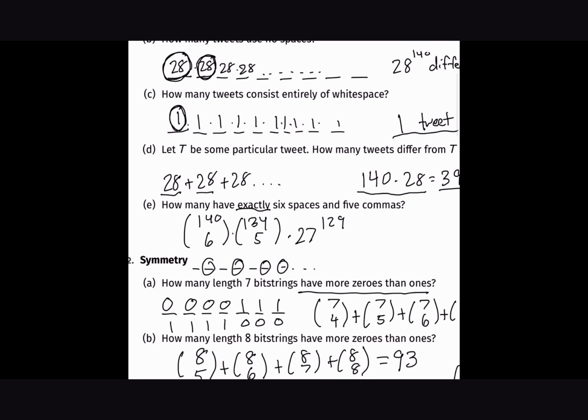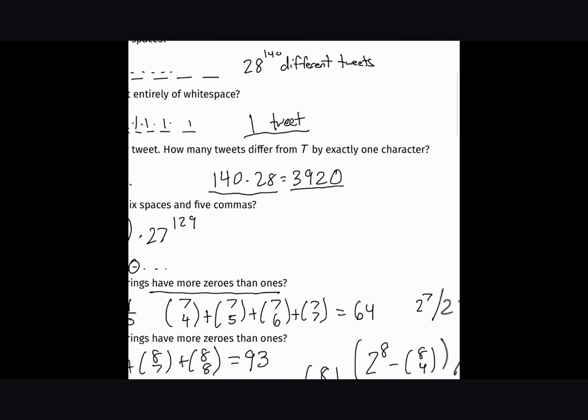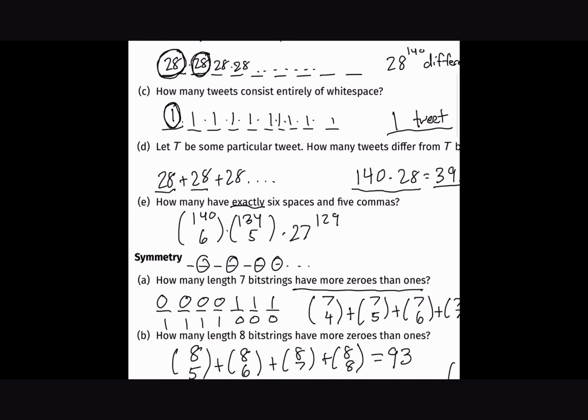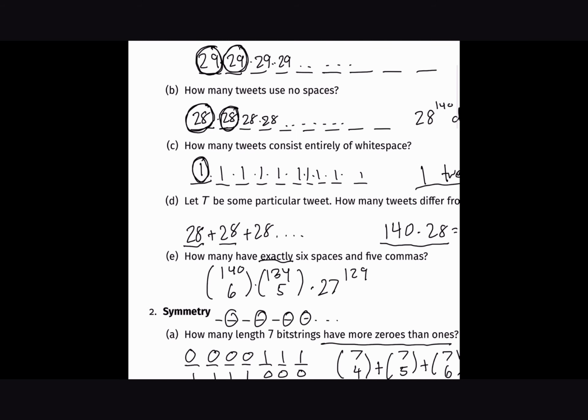Part D is saying, let T be some particular tweet. How many tweets differ from T by exactly one character? Well, if we want to differ by exactly one character, that means for the first character in our message, it used one character, so thus we're left with 28 other characters we can use to replace it. So thus there are 28 different ways to replace the first character to make it differ by one character.